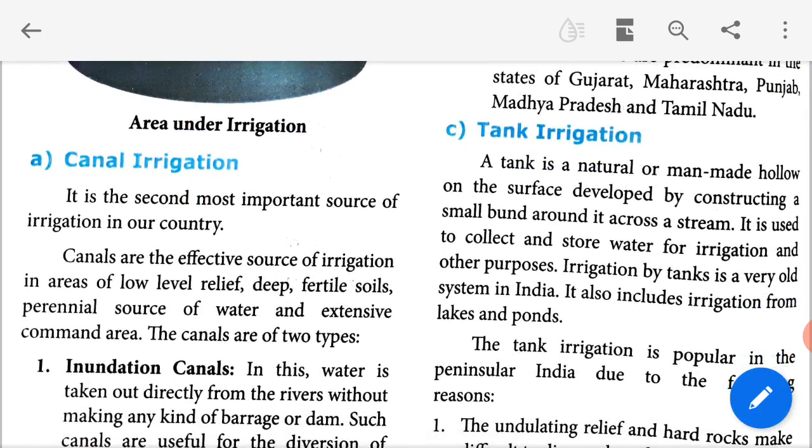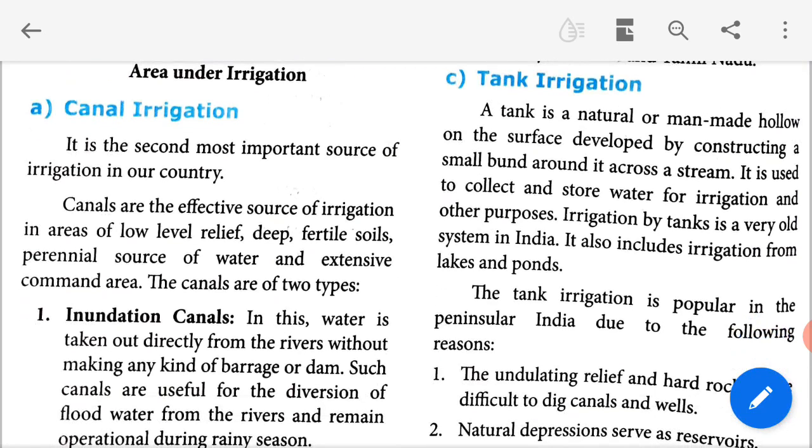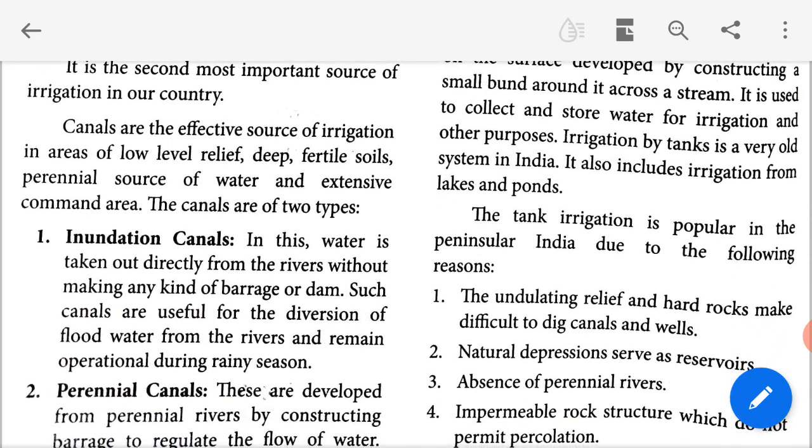Tank irrigation. A tank is a natural or man-made hollow on the surface developed by constructing a small bund across a stream. So, you know what is a tank, right? Even in houses we build tanks, but here this is a huge tank constructed to supply water. It is used to collect and store water for irrigation and other purposes.